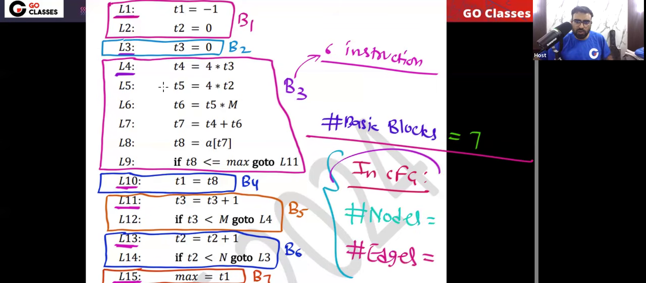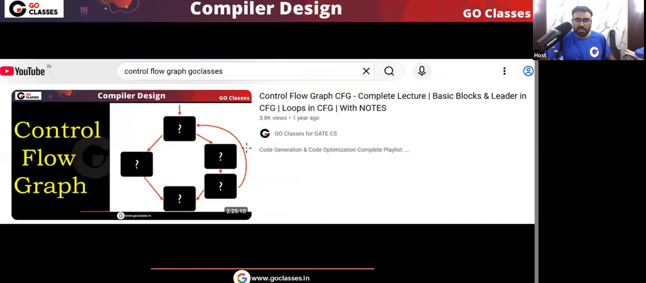Remember, in the control flow graph, when you calculate the number of nodes, there is a special entry node and also a special exit node. But those are not basic blocks. In our lecture, we have already seen this. I uploaded this lecture 1 year ago, and let me tell you, many students made this mistake in GATE 2025. This question came in GATE 2025. It was asking for the number of basic blocks, but students also added the entry node and the exit node.